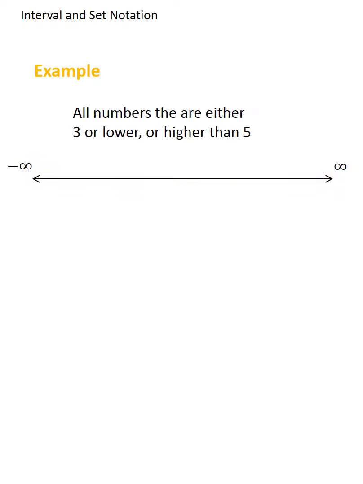Let's consider all numbers that are either 3 or lower or higher than 5, represented here. This set would include numbers like 3, -400, 1,000, 9, or 5.001. In set notation, we could simply write the set of all x such that x is less than or equal to 3 or x is greater than 5.